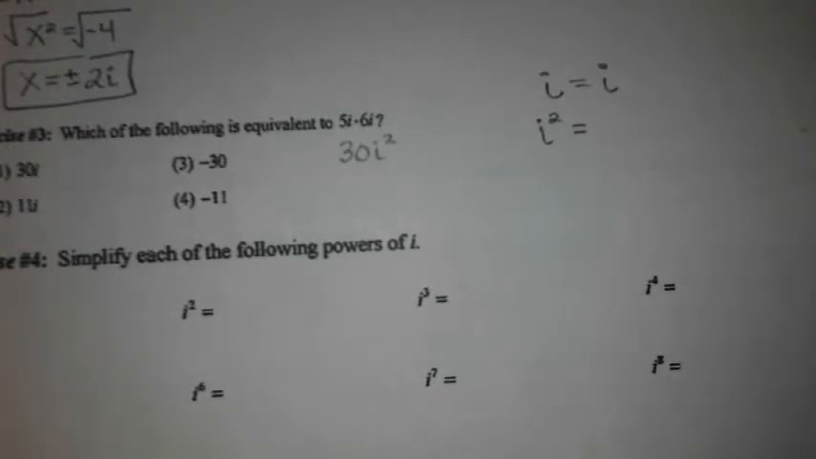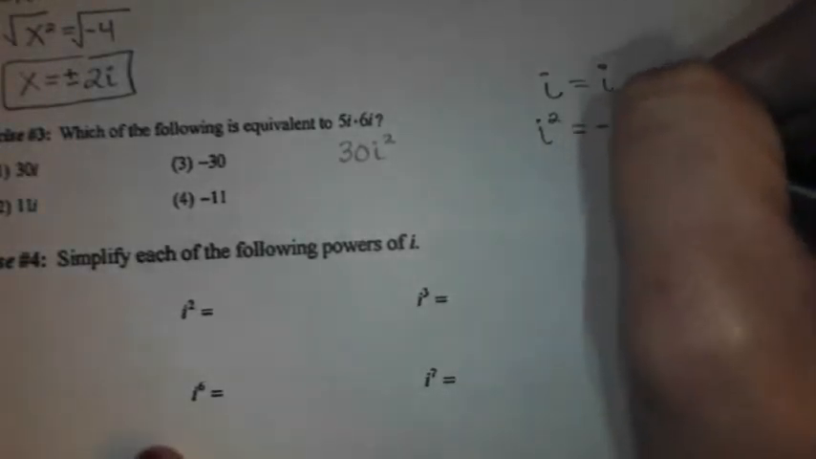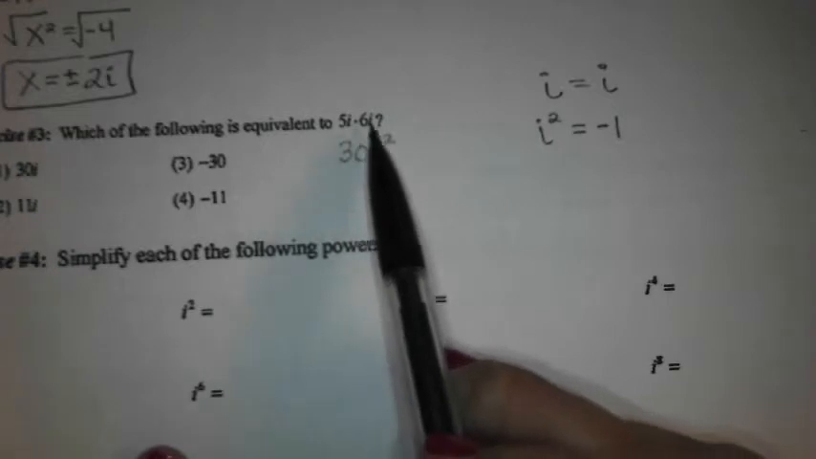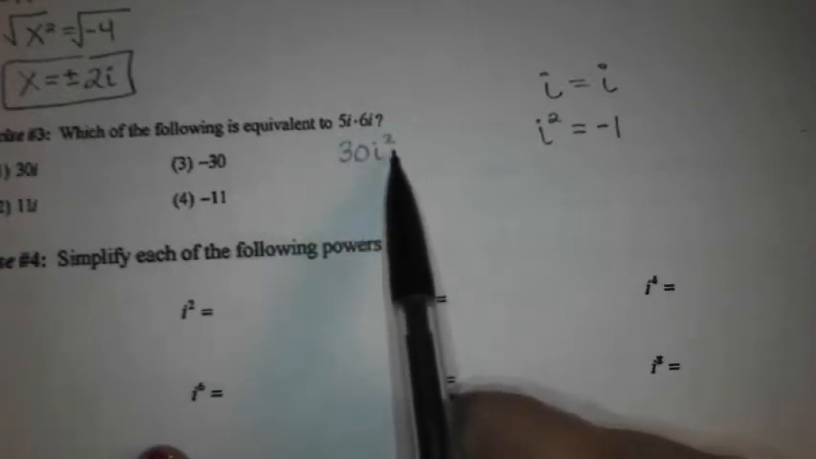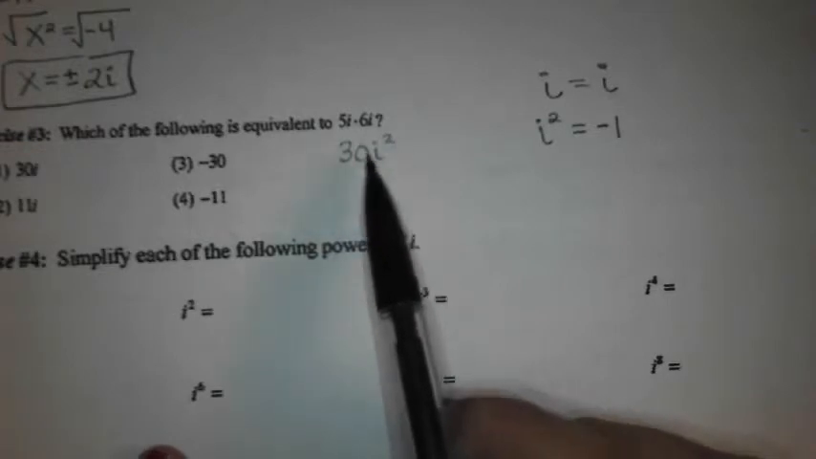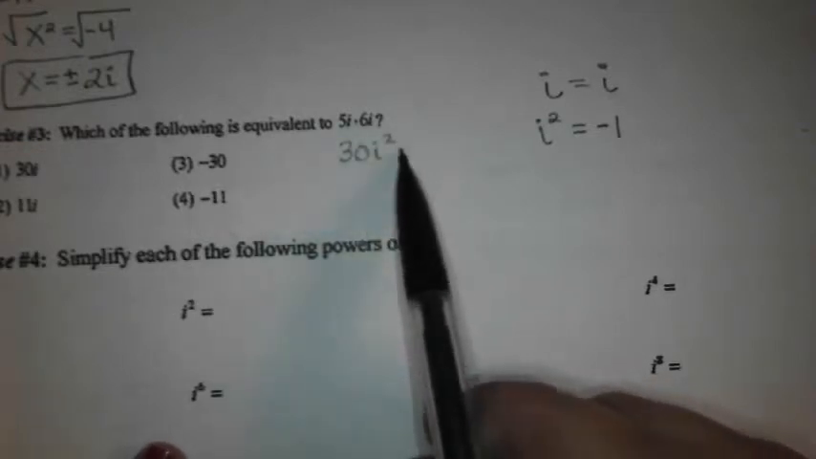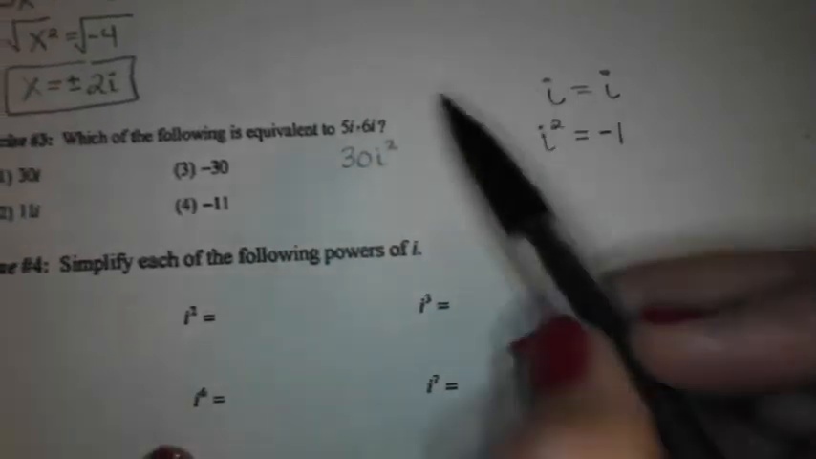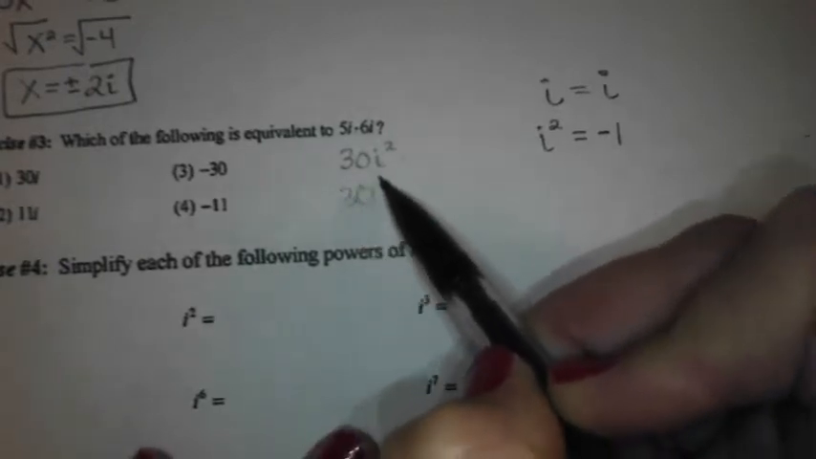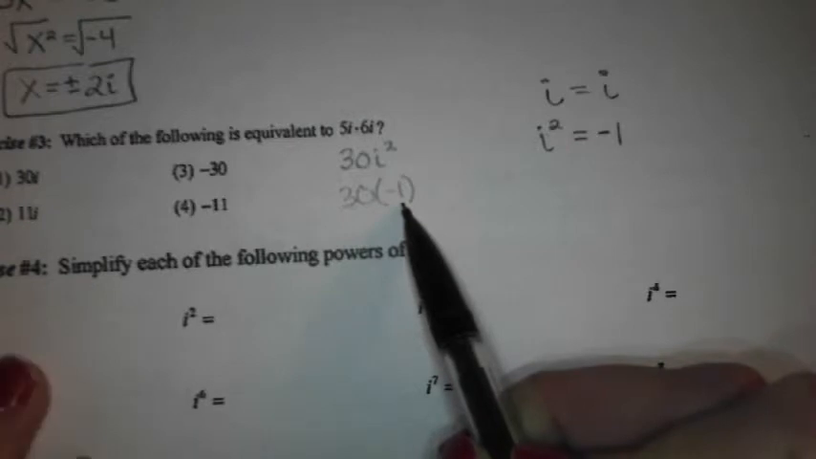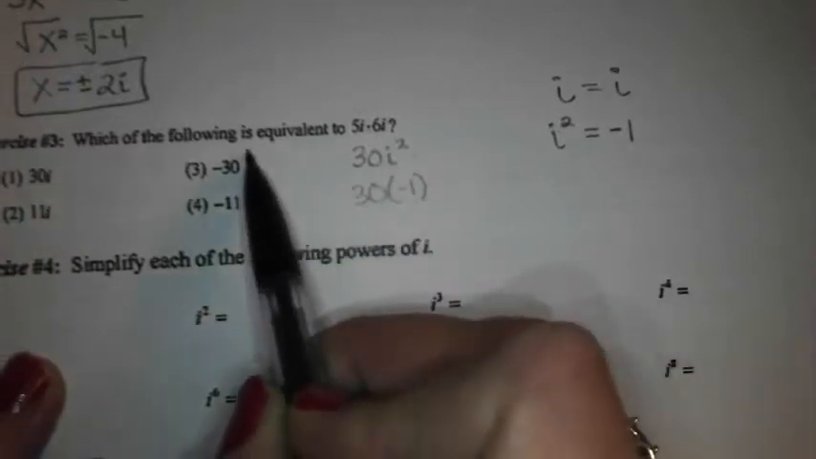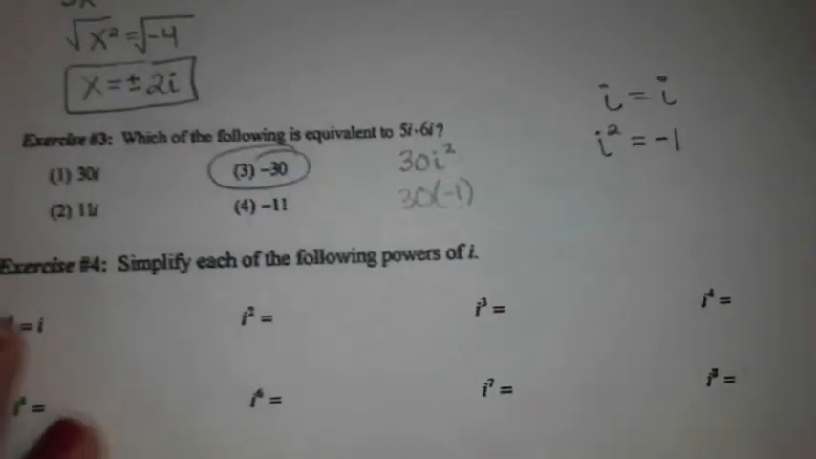Say that one more time. No, I am going to make it an i squared. But in this, i times i is i squared, but now the i squared is getting replaced with a negative 1. So what's 30 times negative 1? Did that clear it up? Good. So that's option 3.